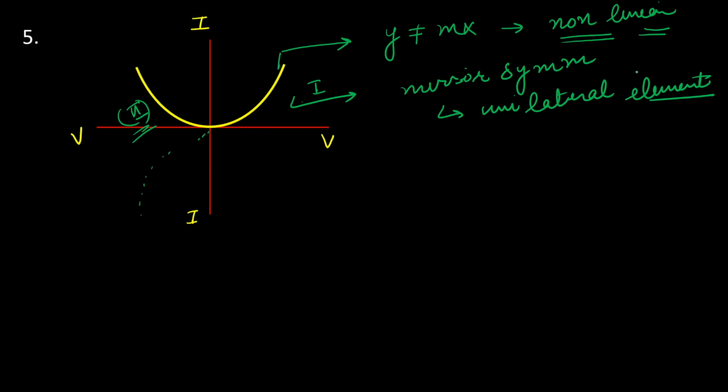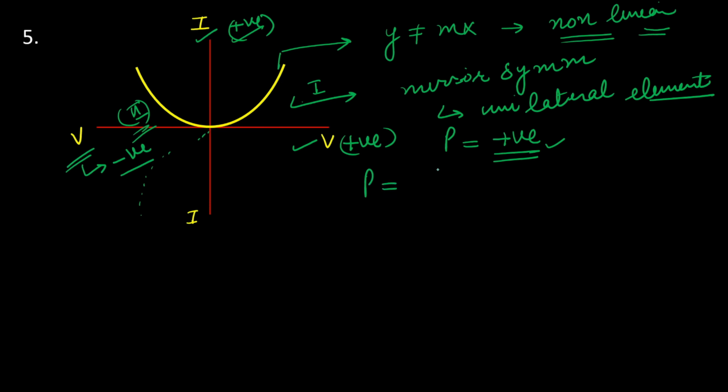Next, we have to check whether the element is active or passive in nature. In the first quadrant, we can see the values of the current and the voltage both are positive. So in the first quadrant the element is absorbing power, so P is positive. In the second quadrant, the current has a positive value, but the value of the voltage is negative. So the value of the power is negative. It means that the element is delivering power, so it is basically an active element.